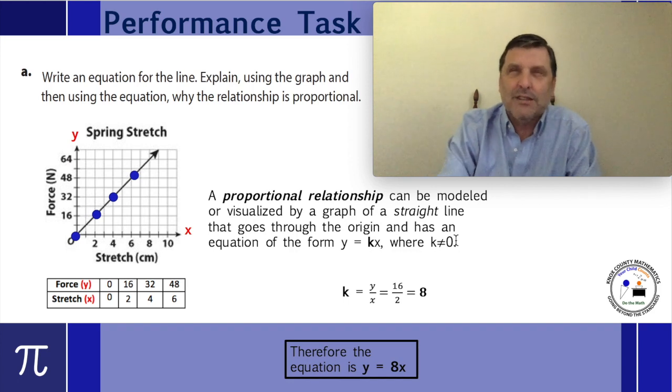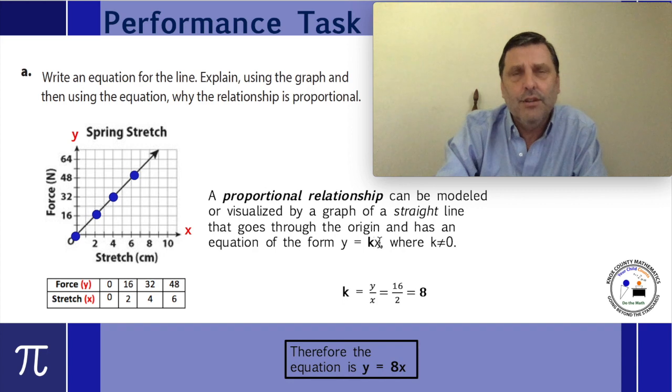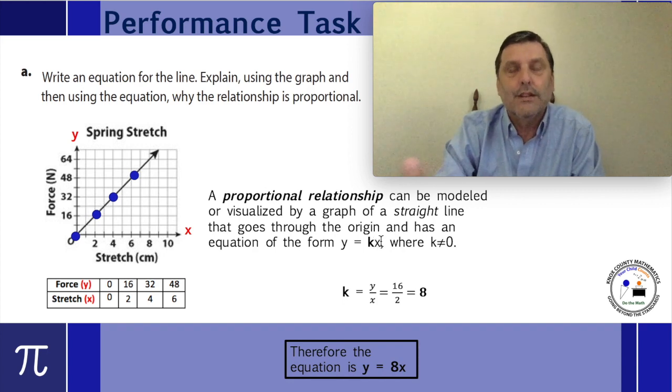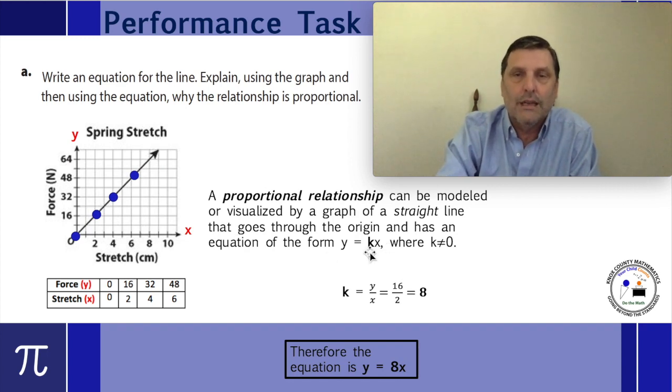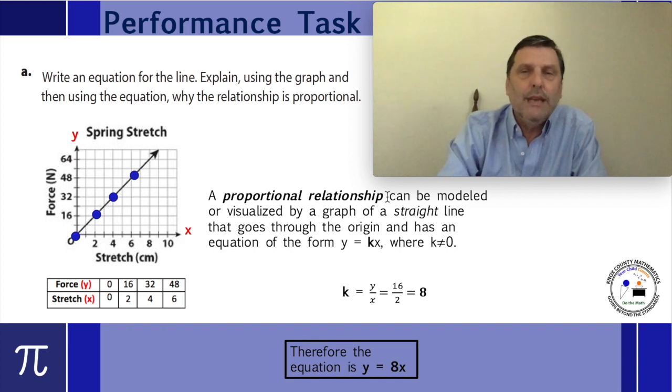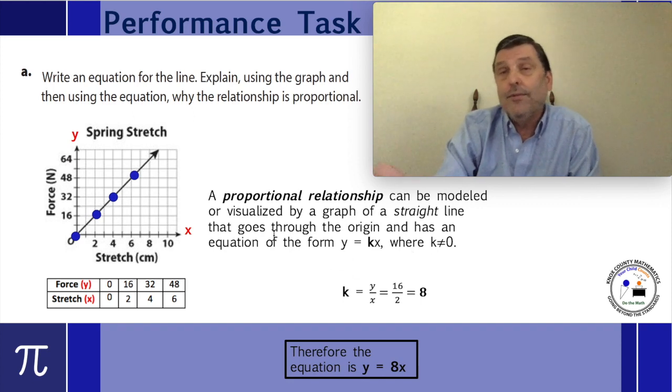Now that makes sense because let's face it, what if k were 0? What is 0 times x? Well, that's 0. So y equals 0. That would not give us the type of line we have. That would give us a different type of line, a horizontal line. So if we have an equation in the form y equals kx, where k does not equal 0, then we've got a proportional relationship. Remember from last week, we had to find what k is.